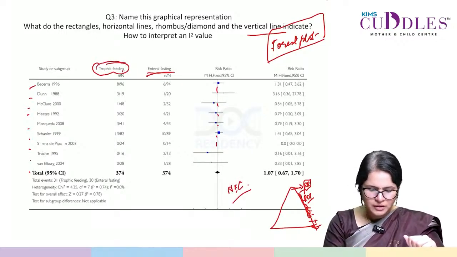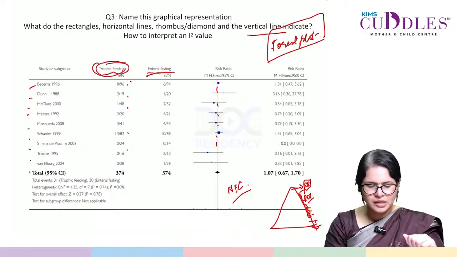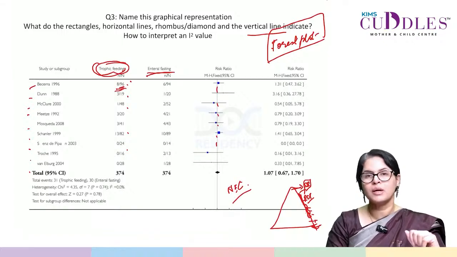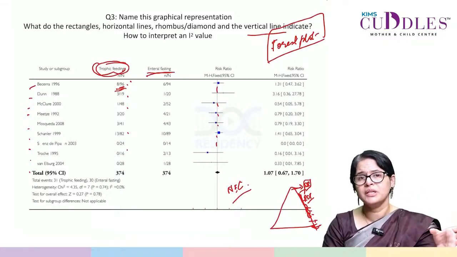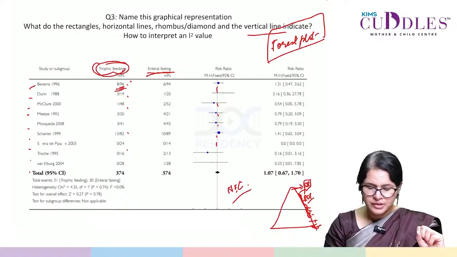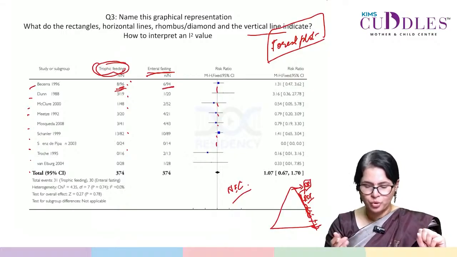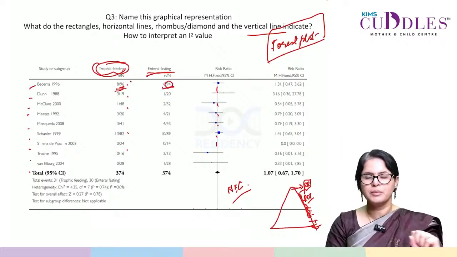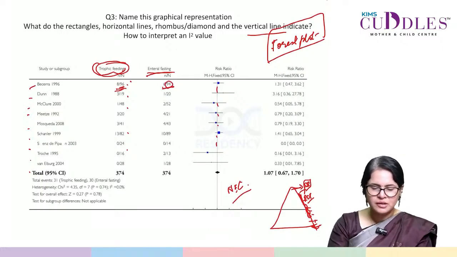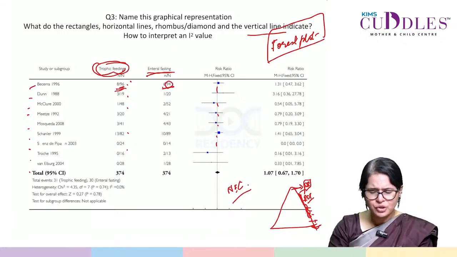So you have the intervention arm in each of these studies, and you have the denominators. For example, in the first study, 8 by 96 developed the outcome. So 96 were the total number of patients in the trophic feeding arm, out of which 8 developed the outcome, which is NEC. The next group is the enteral fasting, that is the placebo group, where in the first study we had 94 total participants and 6 of them developed NEC. This would be provided in each of these studies in the second and the third column respectively.